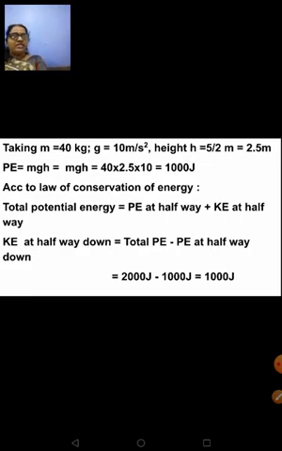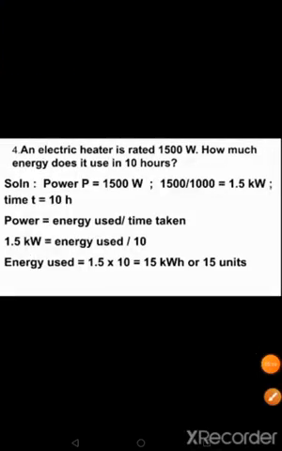So when you subtract these two numbers, 1000 from 2000, you get 1000 joules, which is the kinetic energy of the object when it is halfway down. Clear to you? Look at the next sum.